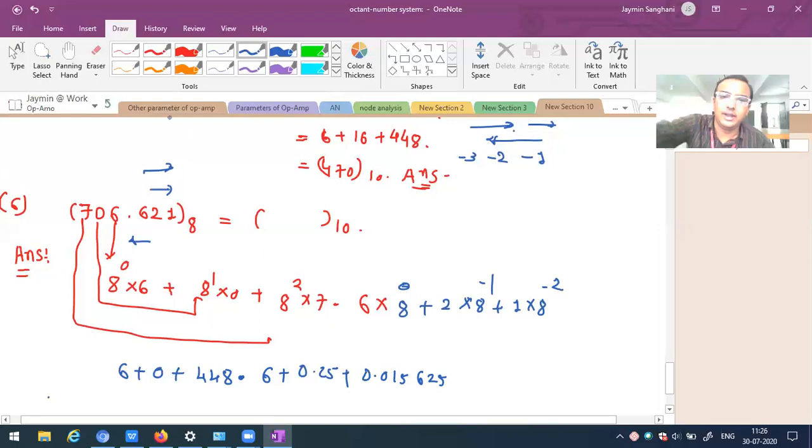One silly mistake there. See this here: 6 raised to 6, into 8 raised to minus 1, here minus 2, here minus 3. So now 6 divided by 8, 6 divided by 8 is 0.75. See this, 0.75.